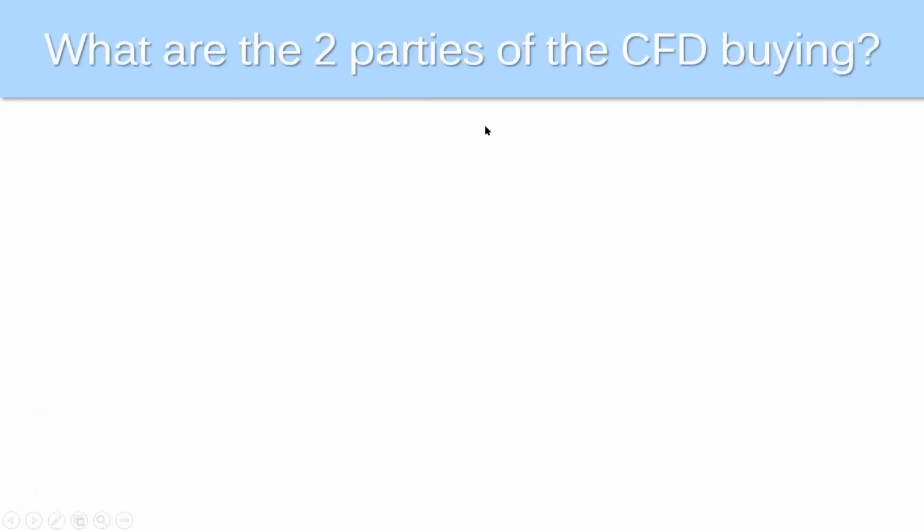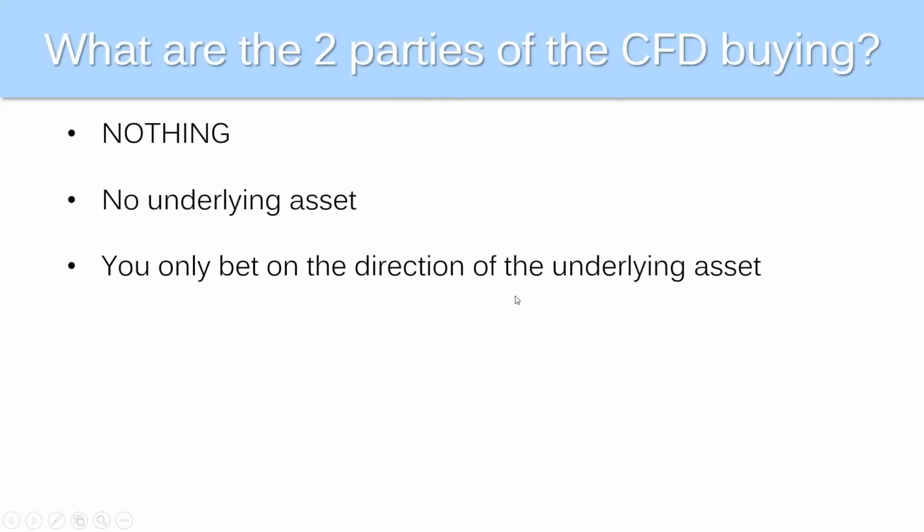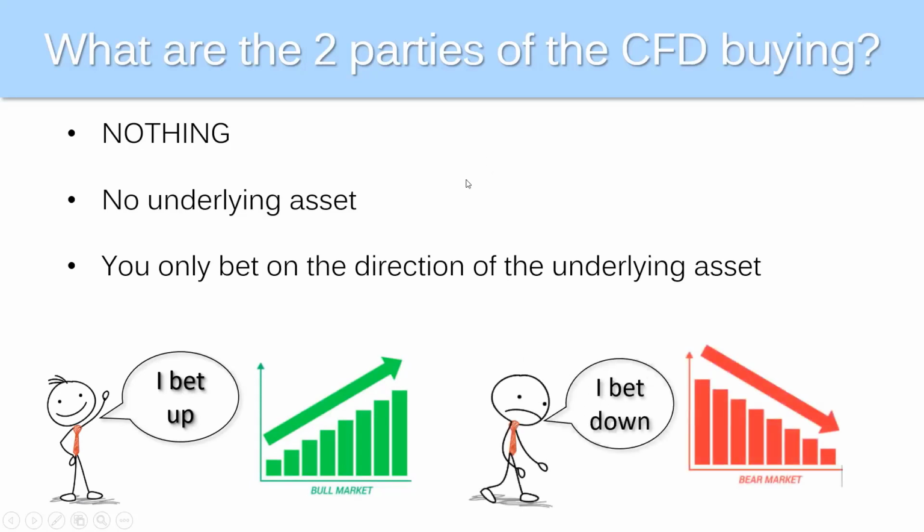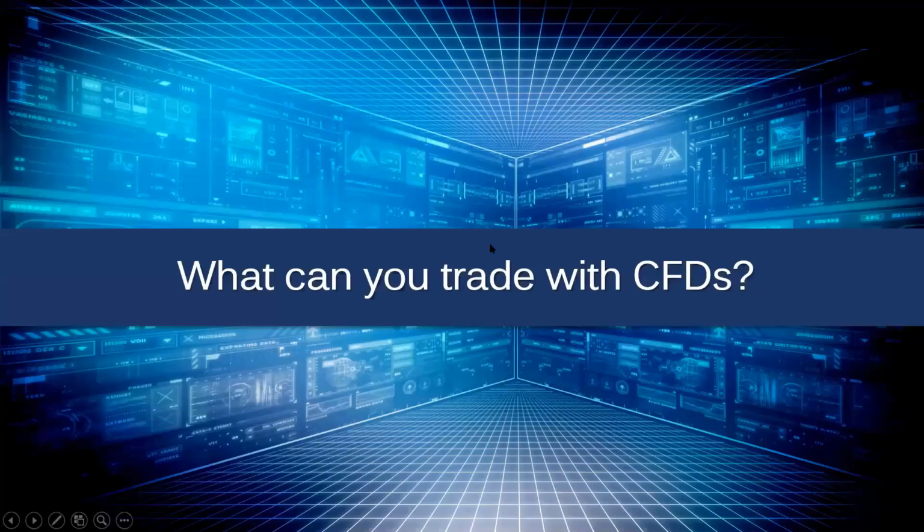What are the two parties of the CFD buying? Nothing. There is no underlying asset. You can only bet on the direction of the underlying asset. So either you want to go long and you bet that the price is going to go up, or you're going to go short and you're going to bet the price is going to go down. It's as simple as that.